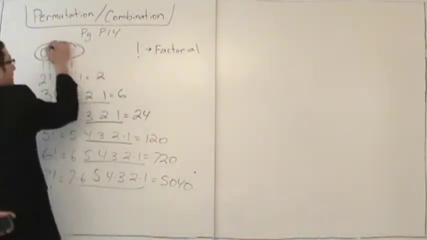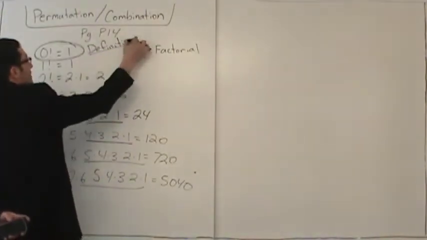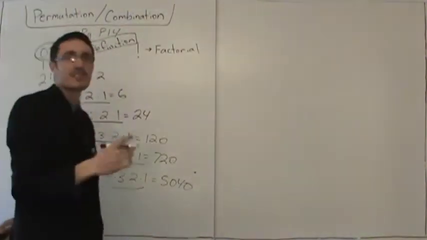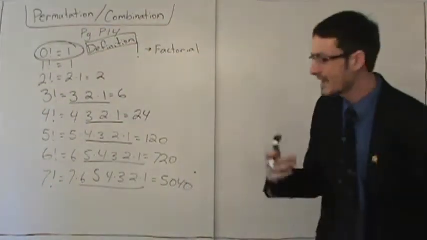So 0 factorial, write this. It's a definition you need to know. It's called a fudge factor, if you want to say it. The slang term for it is a fudge factor. 0 factorial is 1. Fudge factor. It makes everything work.